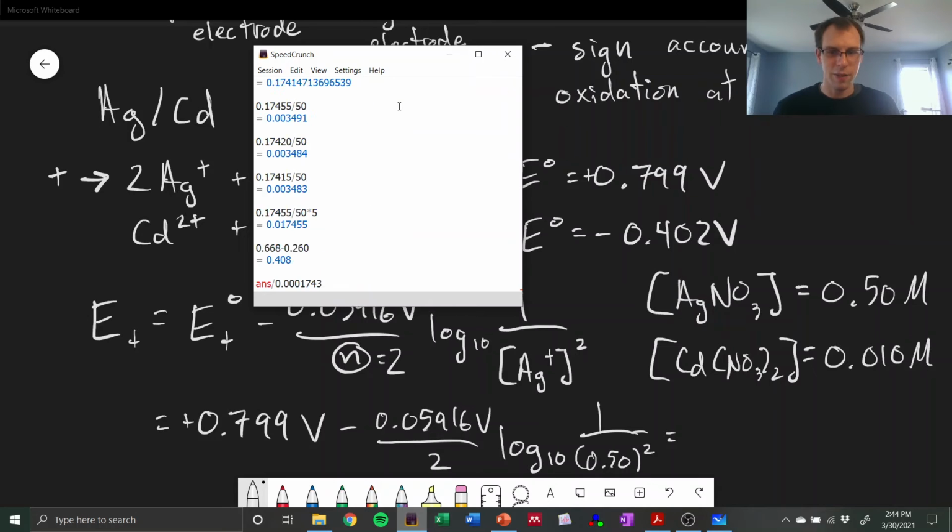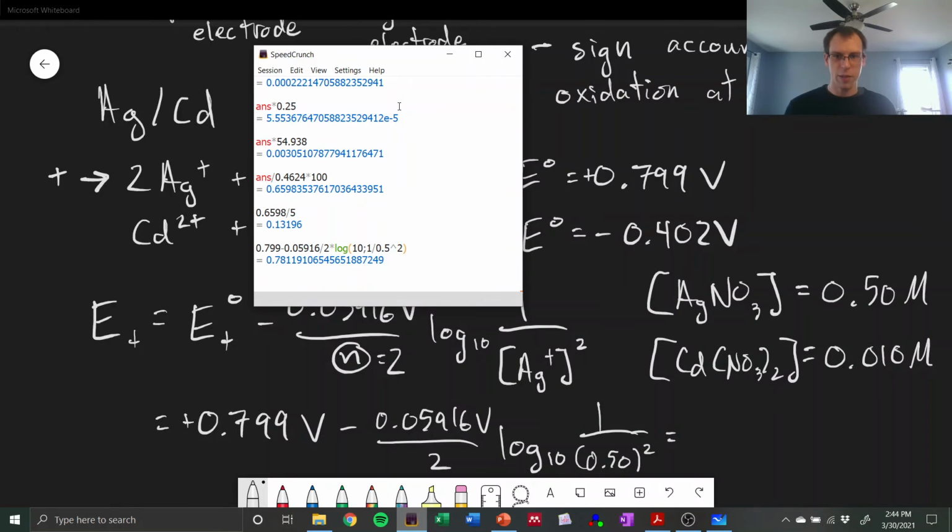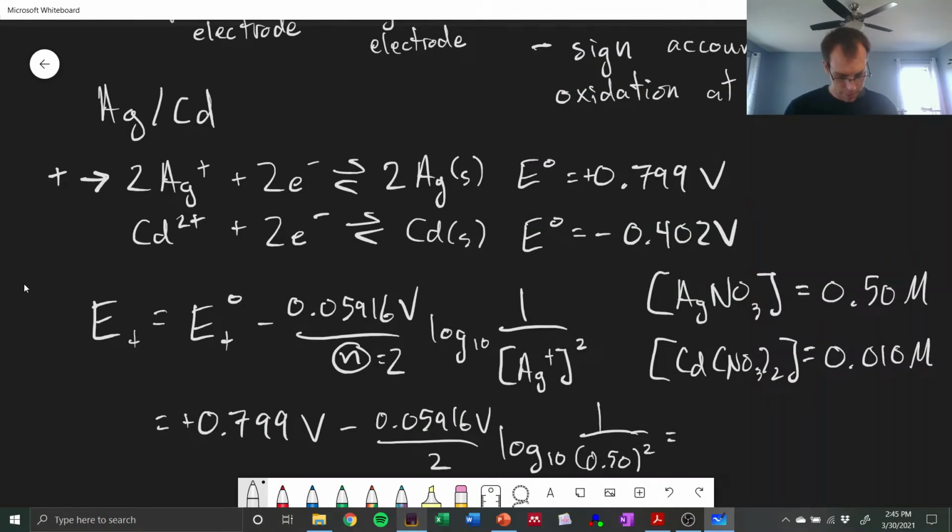All right, so we have 0.799 minus 0.05916 divided by 2 times log base 10 of 1 over 0.5 squared. And that gives us a value of 0.781 volts. So we can see this is a little bit smaller than the standard reduction potential because we have not 1 molar silver, but we have 0.5 molar silver.